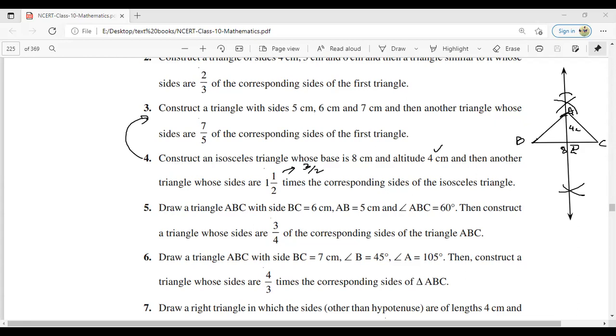So only the construction part will be different. After that, same way you will draw one line, okay, and you have to now divide into how many parts? Three parts. Maximum number is three. So one, two, and three parts. This will be B1, B2 and B3.